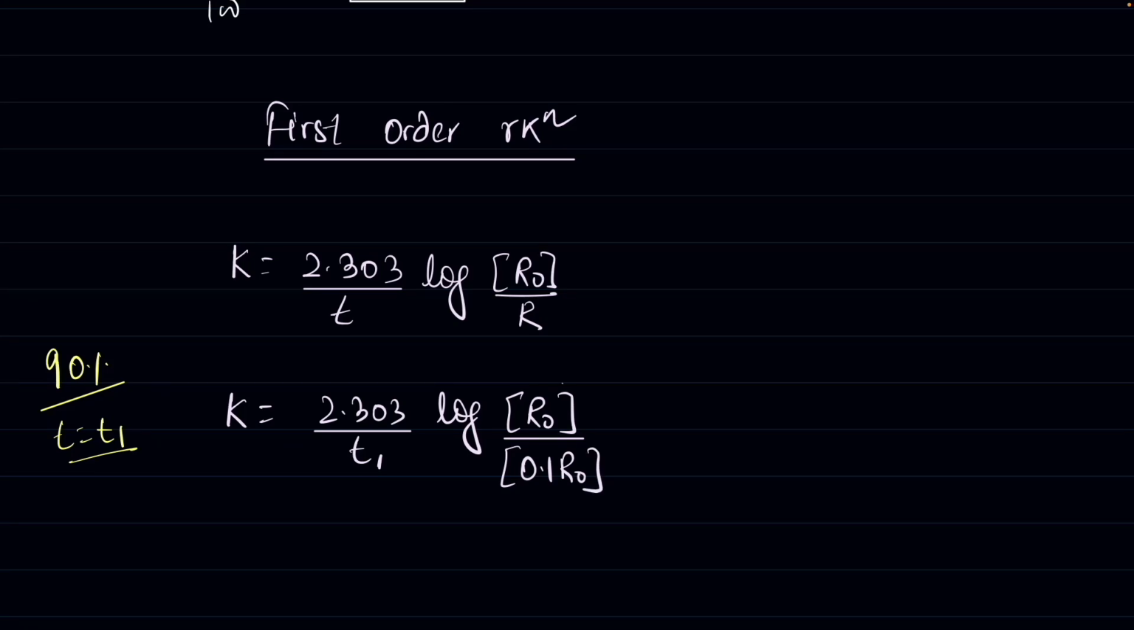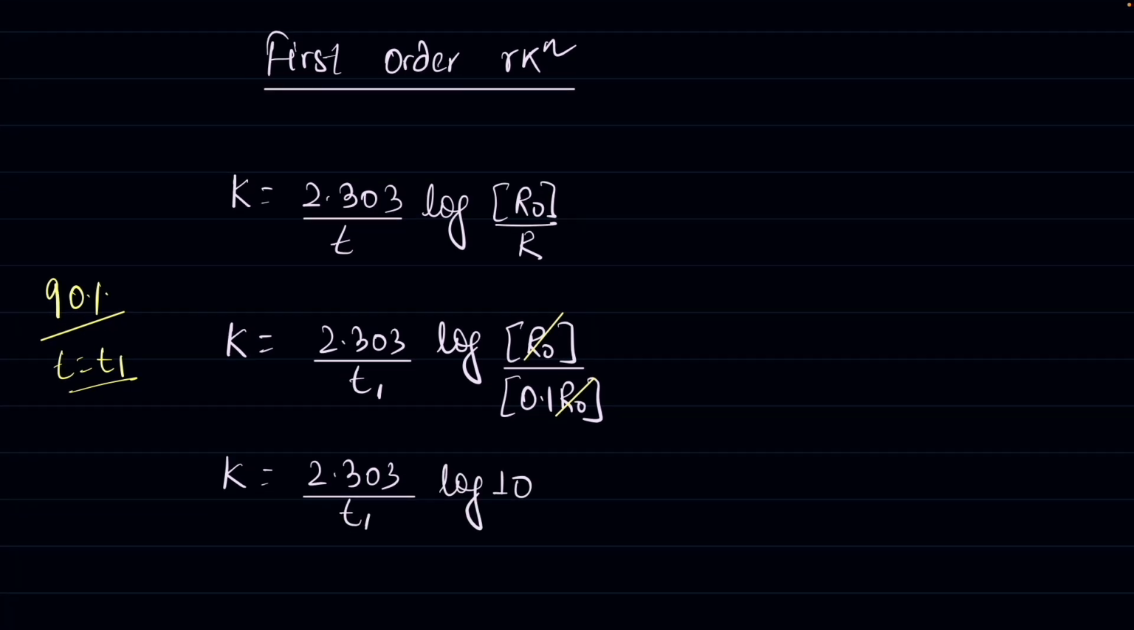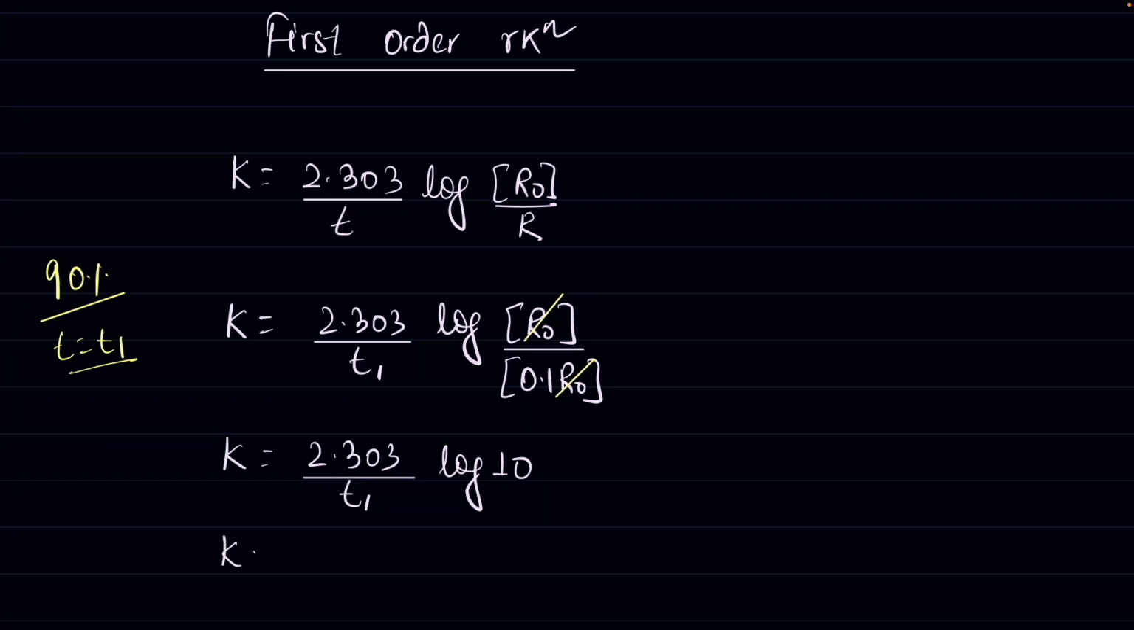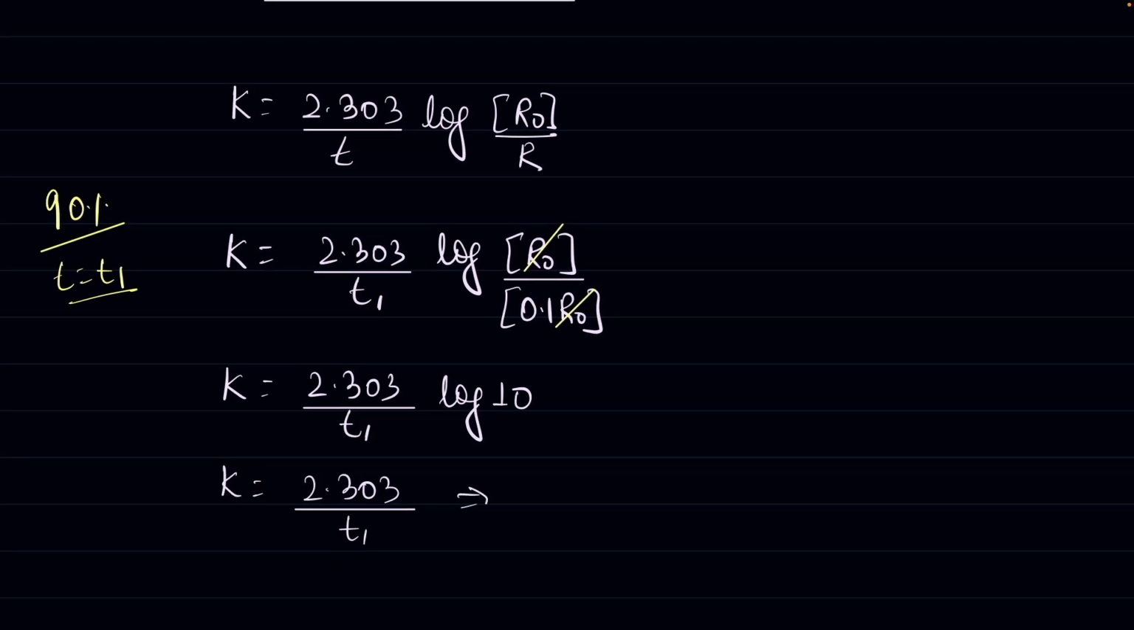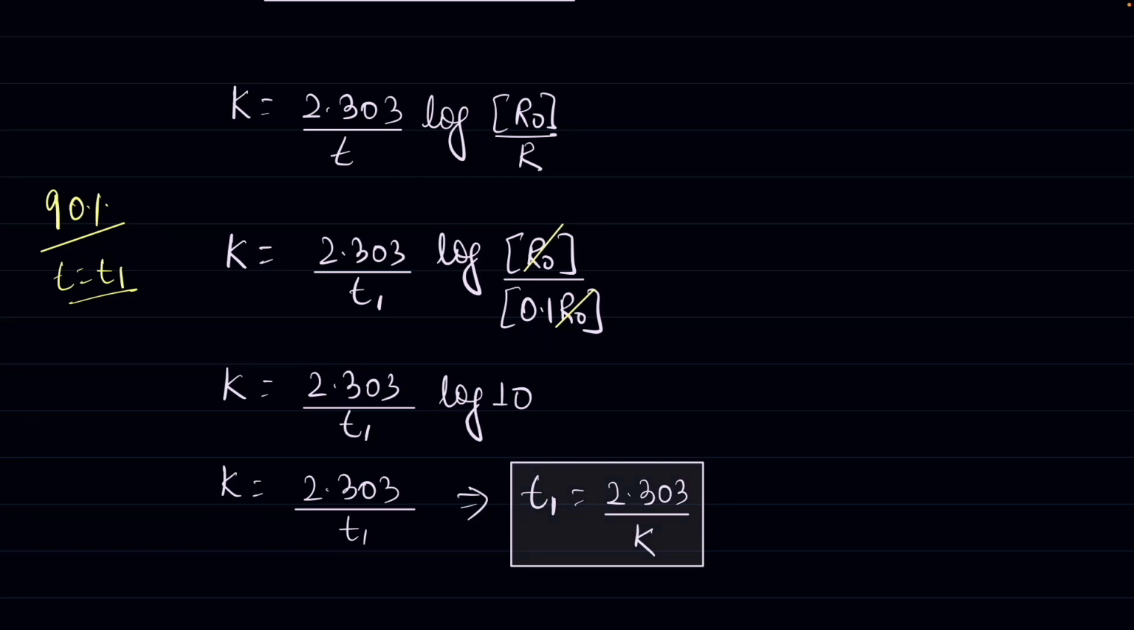Now R naught and R naught get cancelled. So K is equal to 2.303 divided by T1 log 10. Log 10 is equal to 1. So K is equal to 2.303 divided by T1. So T1 is equal to 2.303 divided by K. So we got the relation of T1 and the rate constant.